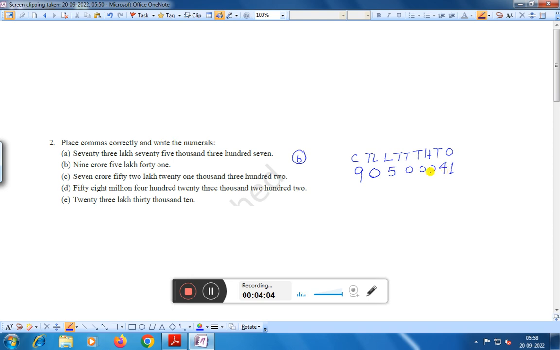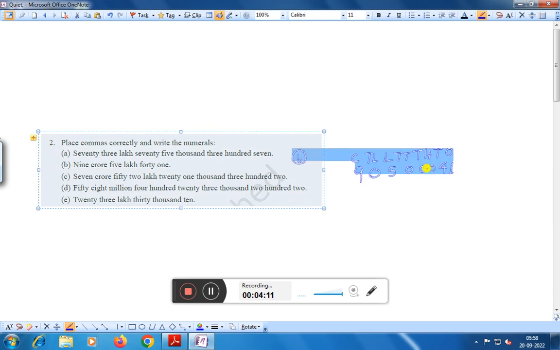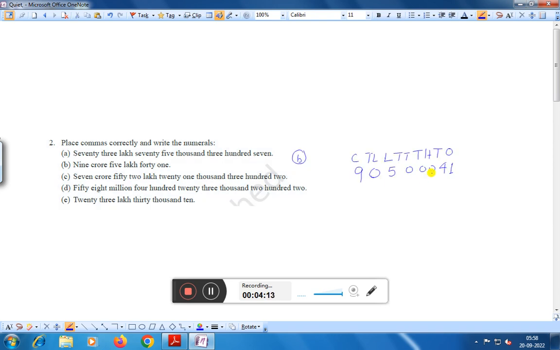Now if we put the commas after 3 digits, then after 2 digits, then after 2 digits. Now this is 9 crore 5 lakh 41, right? Now we'll do question number C.